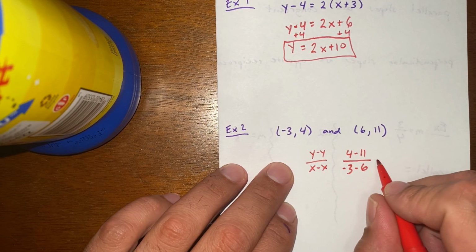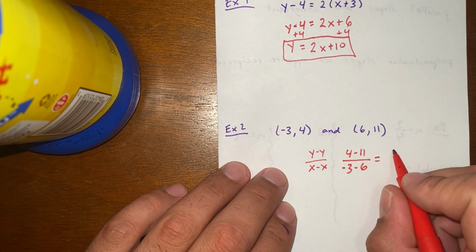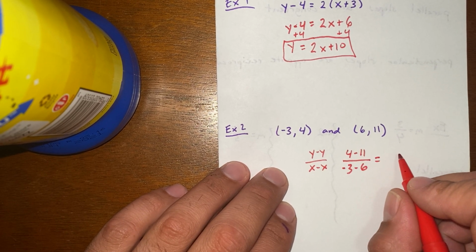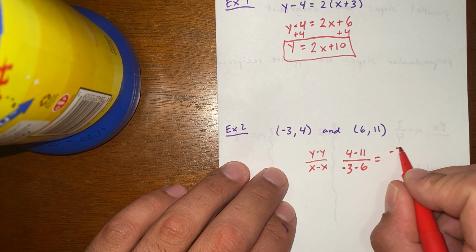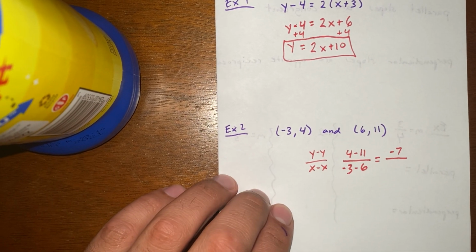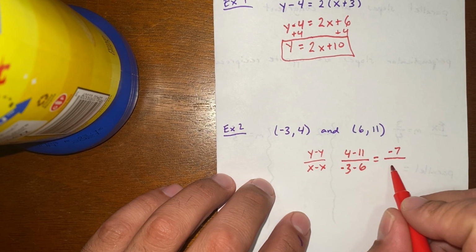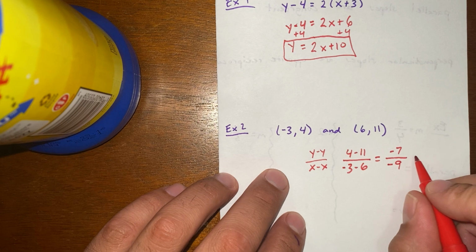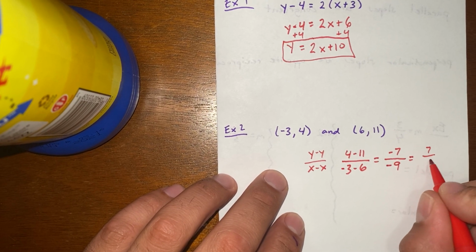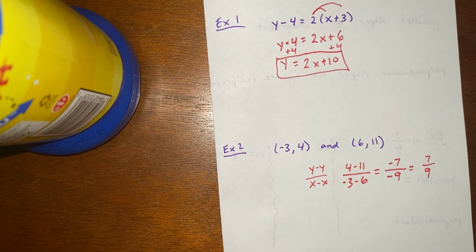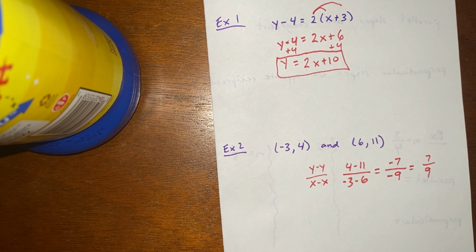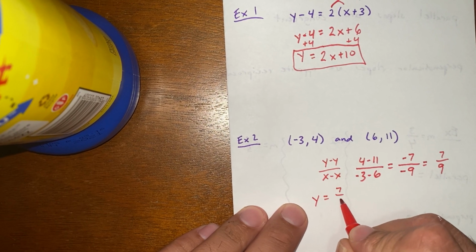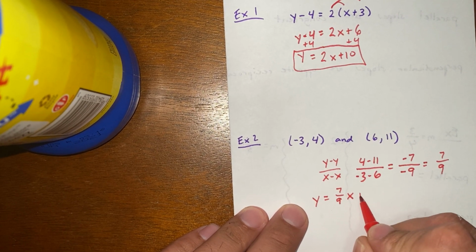So 4 minus 11, that is 9. Nope, sorry, 4 minus 11, I'm trying to think right now, it's -7. And -3 minus 6 is -9. Can I reduce that? Yes, so that's 7/9. Now I'm going to put it in my equation: y = 7/9 x + b.